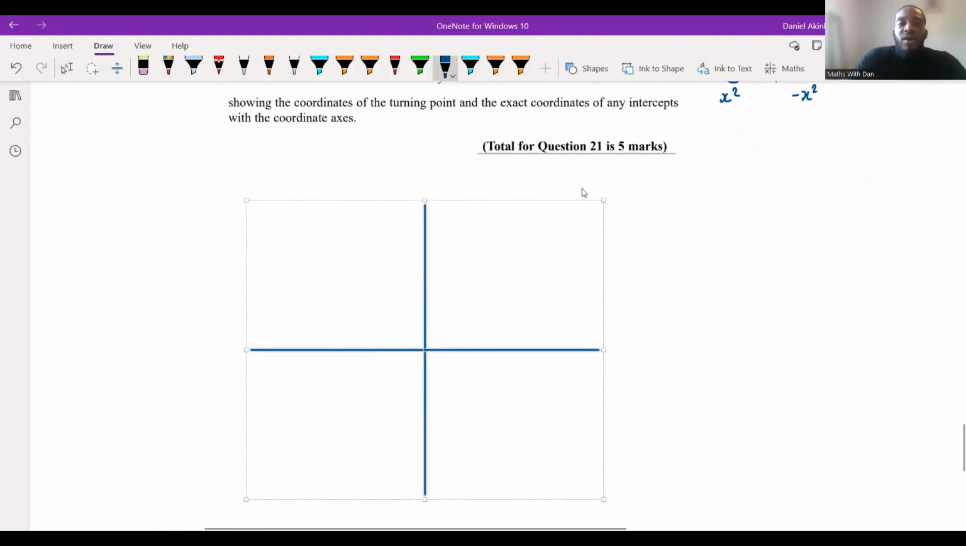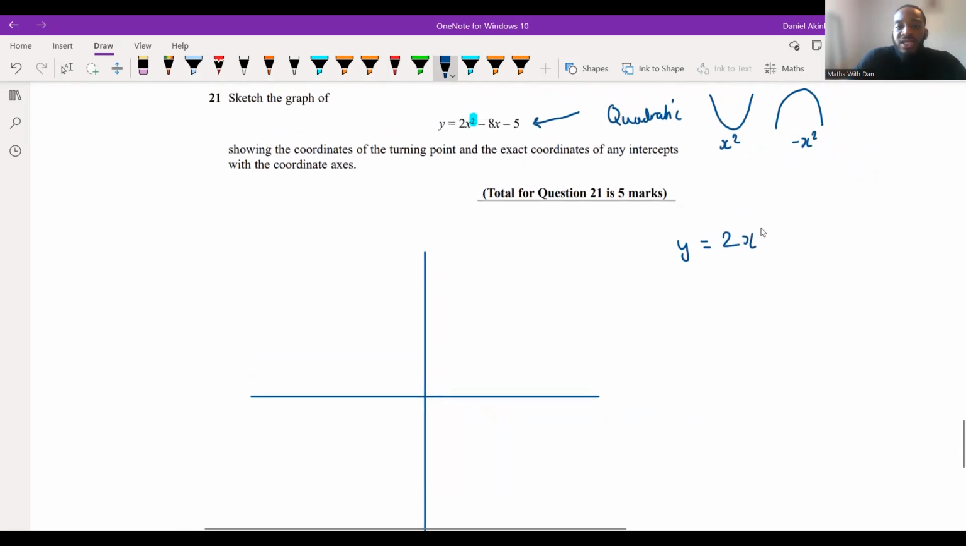Okay, so for me, straight away, the first thing that I would be able to spot is the y-intercept. Can somebody tell me what's the y-intercept of this graph? What is the y-intercept of this graph here?